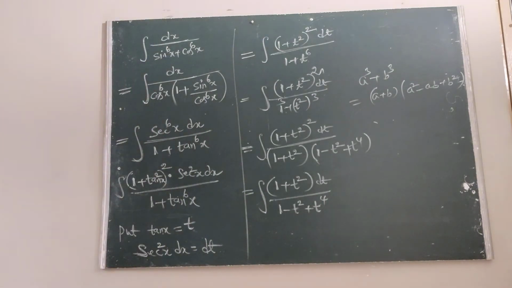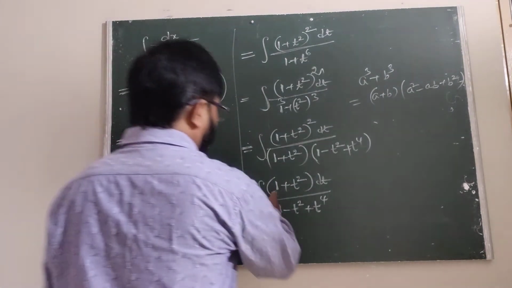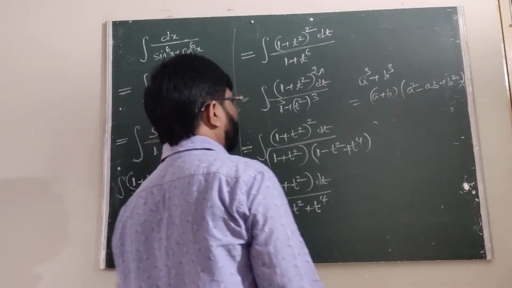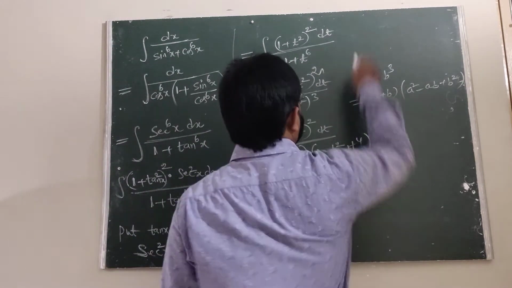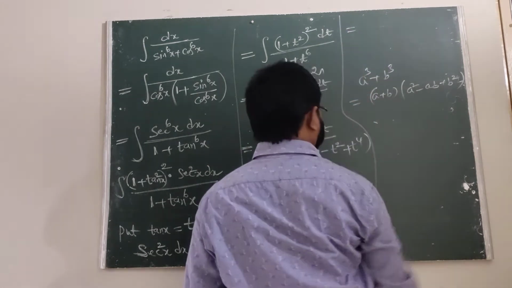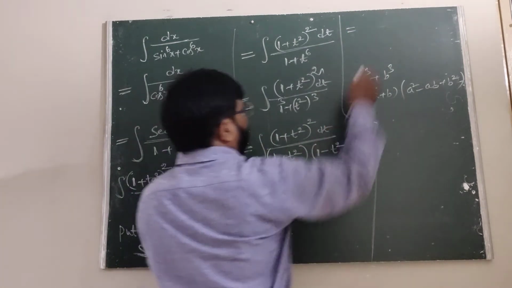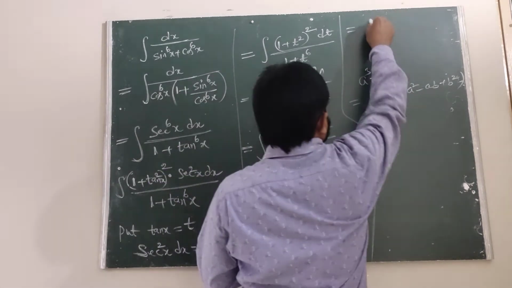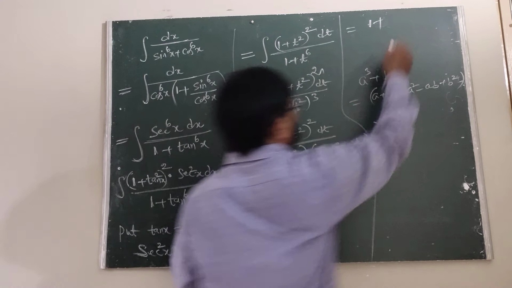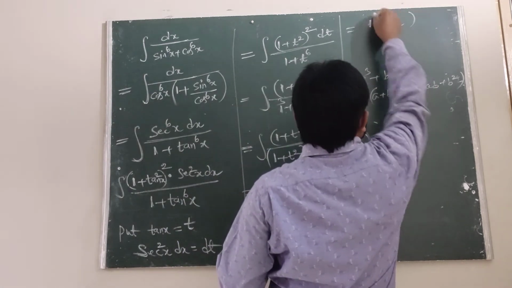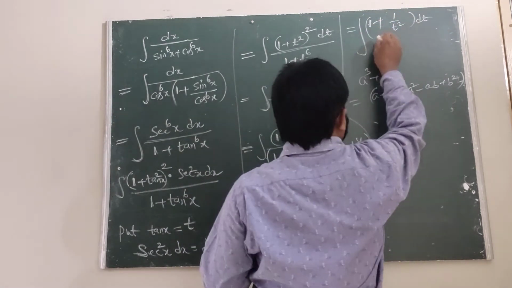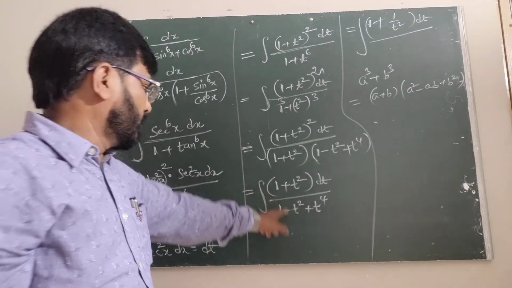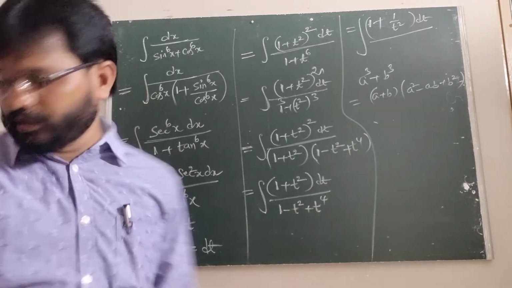So how to solve this one? Both the numerator and denominator are divided by t square. Therefore now the integral of 1 upon t square, when divided by t square, t square by t square is 1, this is 1 by t square into dt. The denominator is 1 minus t square plus t power 4.